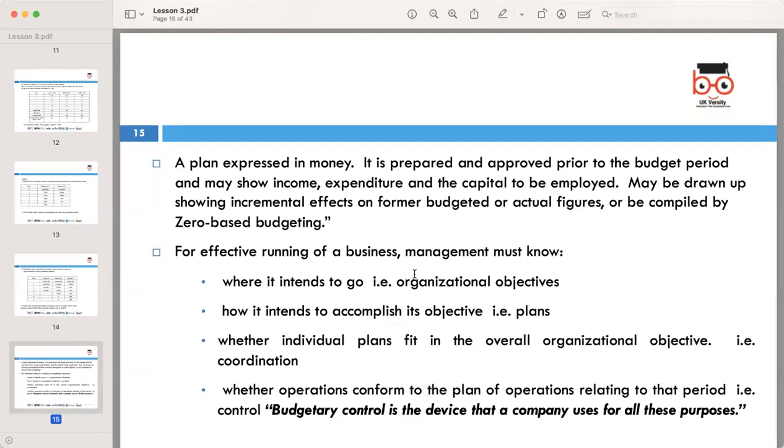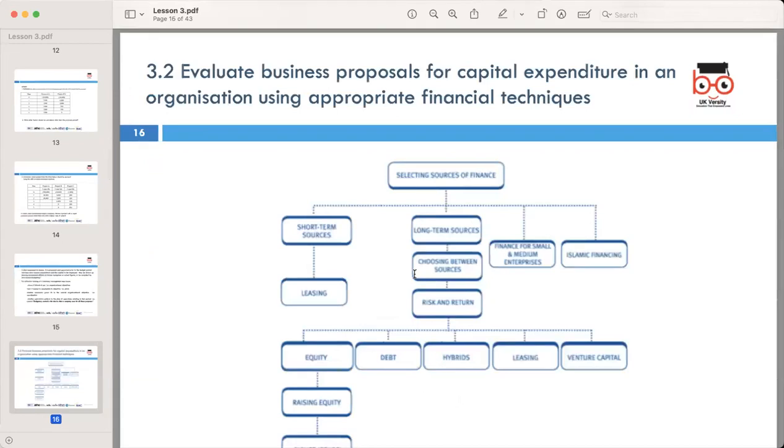A budget is a plan expressed in money. For effective running of a business, management must know where it intends to go, for example, organizational objectives; how it intends to accomplish its objectives, for example, plans; whether individuals' plans fit in the overall organization's objectives, for example, coordination; and whether operations conform to the plan for that period. Budgetary control is the device that a company uses for all these purposes.